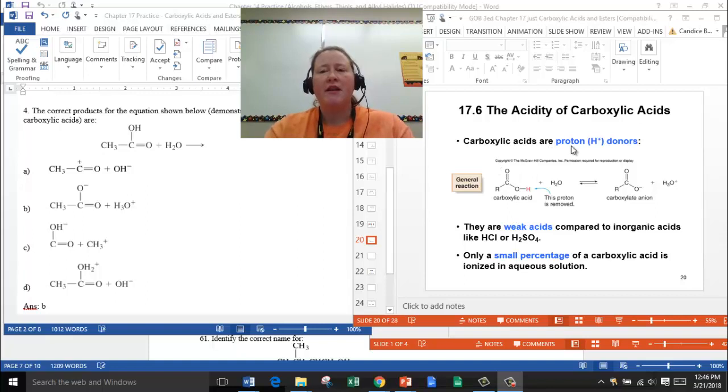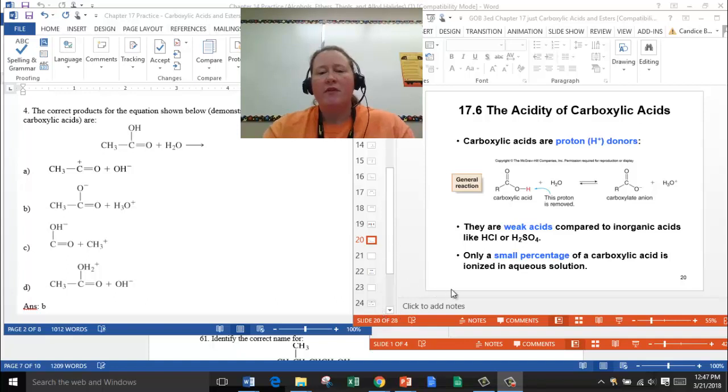So, carboxylic acids are proton donors. A proton is also known as a hydrogen ion. They are generally weak acids, which means that when you put them in water, only a small portion of them actually dissociate into carboxylate anion and hydronium. By definition, because it's a weak acid, only a small percentage of them actually dissociate.